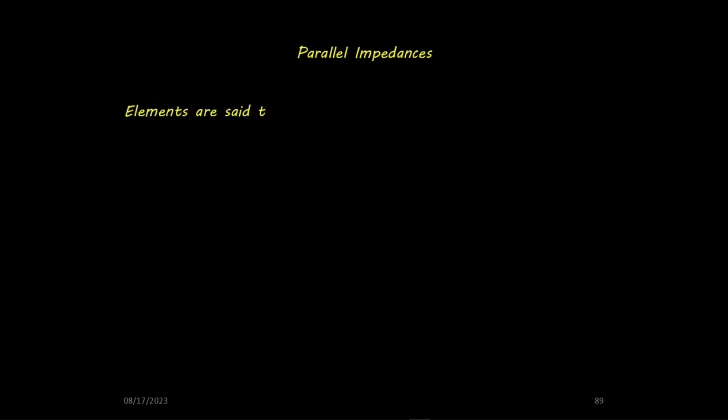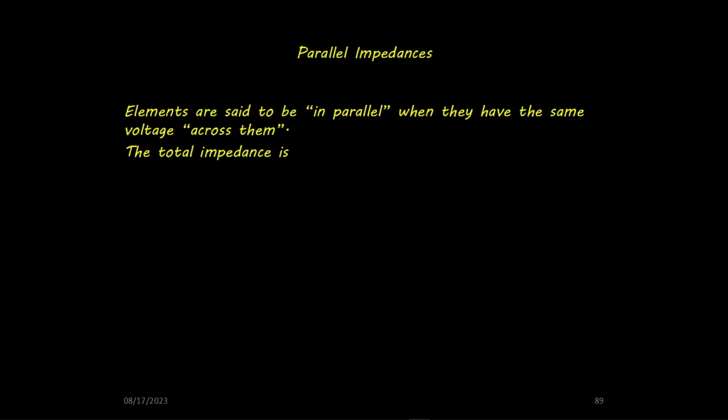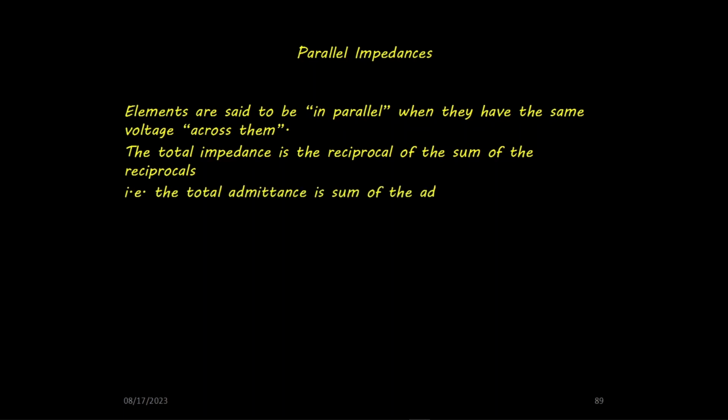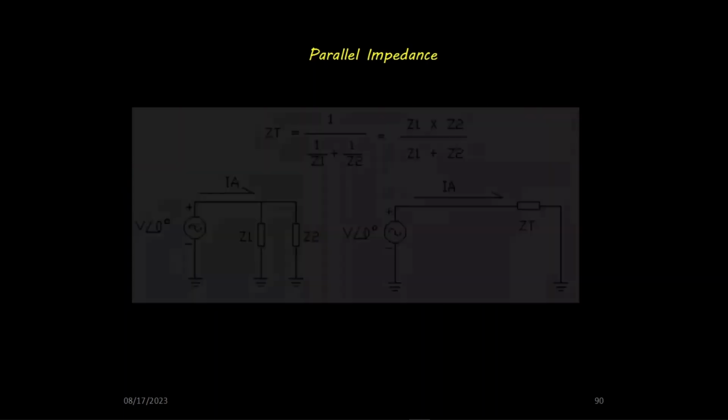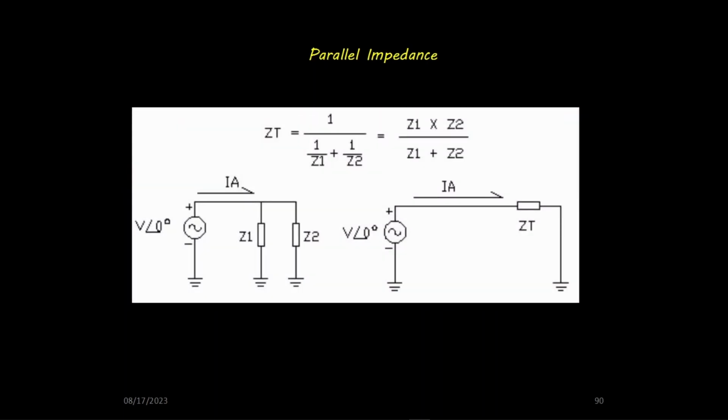Elements are said to be in parallel when they have the same voltage across them. The total impedance is the reciprocal of the sum of the reciprocals. That is, the total admittance is the sum of the admittances. The admittances are the reciprocals of the impedances. To find the total impedance, add up the admittances and take the reciprocal of the sum.